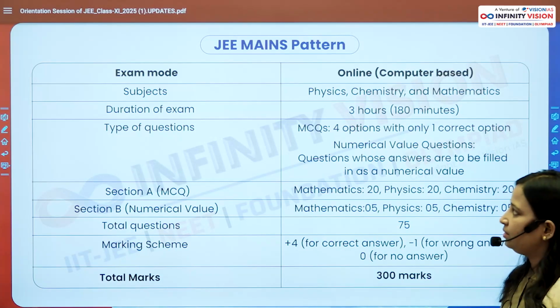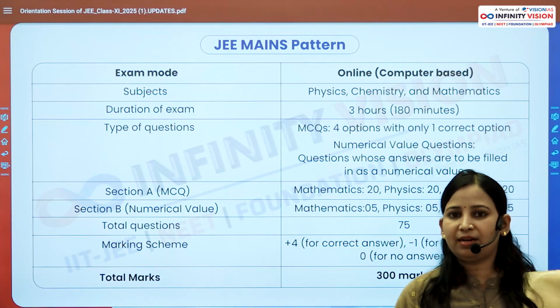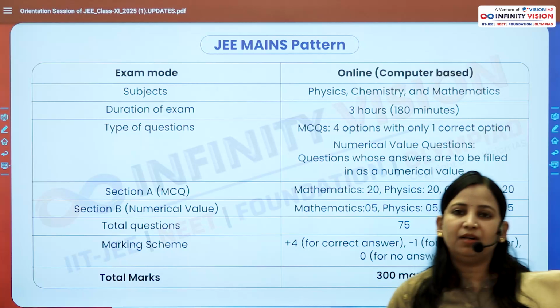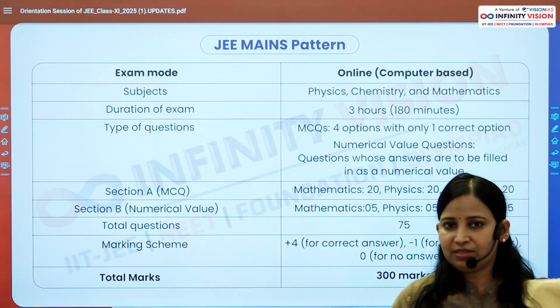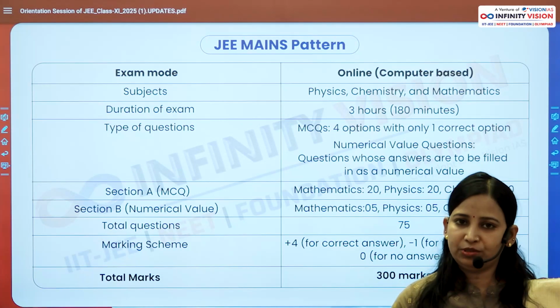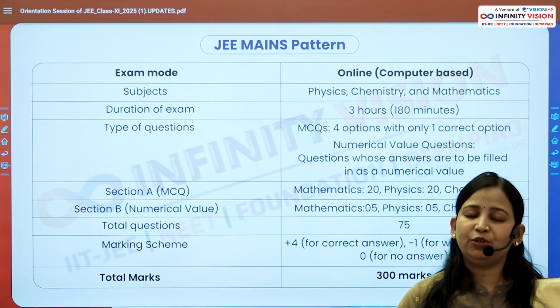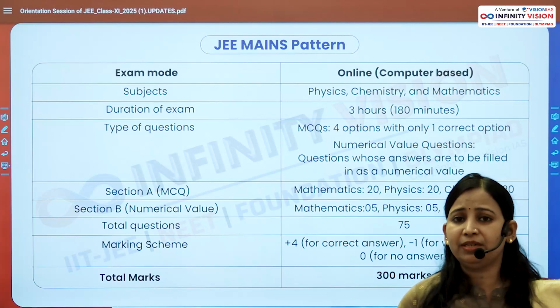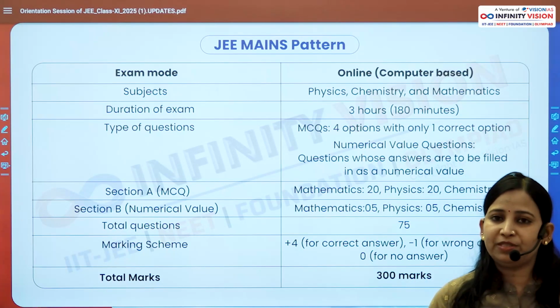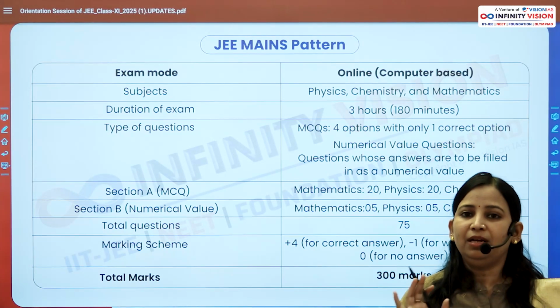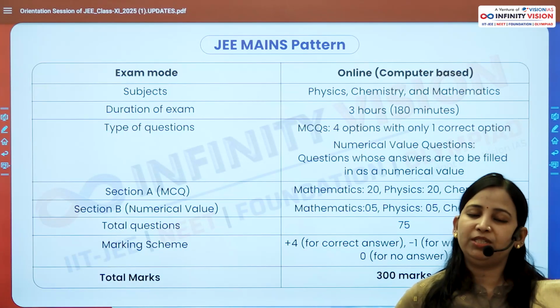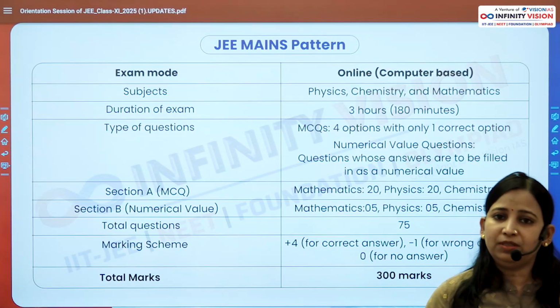Types of questions: in JEE Mains, both types of questions are asked. The MCQs, which are multiple choice questions, in which 4 options are given and you have to choose one. And the numerical answer type questions, in which there are no options given. There is a question for which you have to report the answer in the form of an integer.